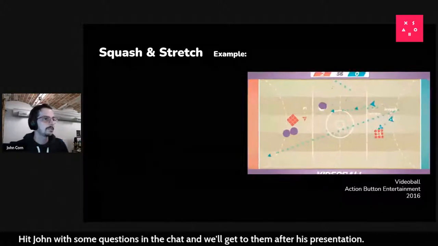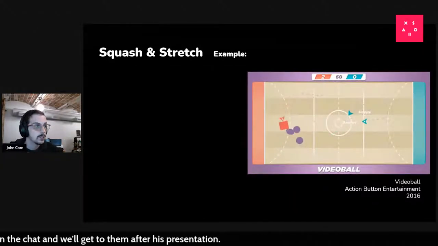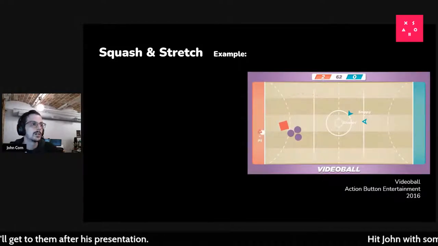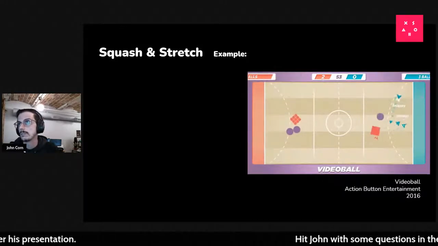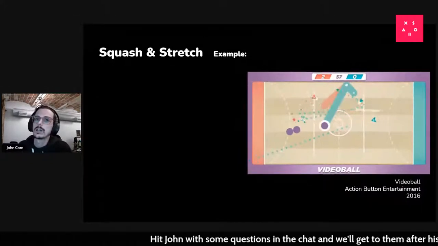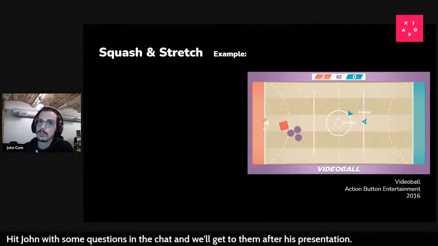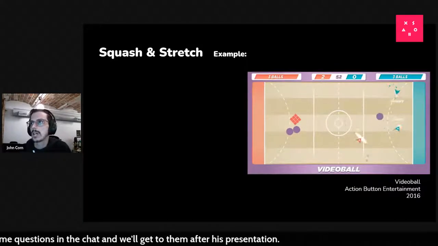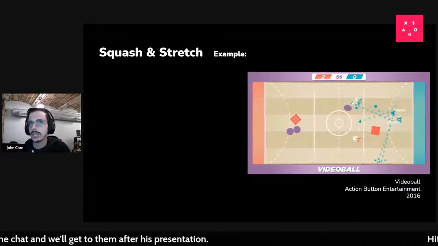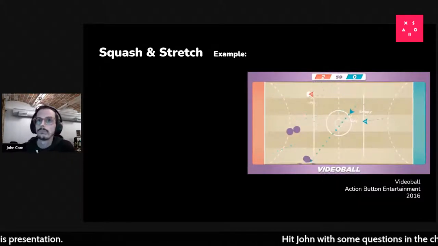All right, so here we have Video Ball by Action Button Entertainment, 2016. You can see the balls here are squashing and stretching every time you interact with them. They're really just wiggling a little, but you still get the sense that they are made of rubber, right? Video Ball is meant to be a sports-like game, so I think we can safely assume that they are meant to be a rubber sports ball.